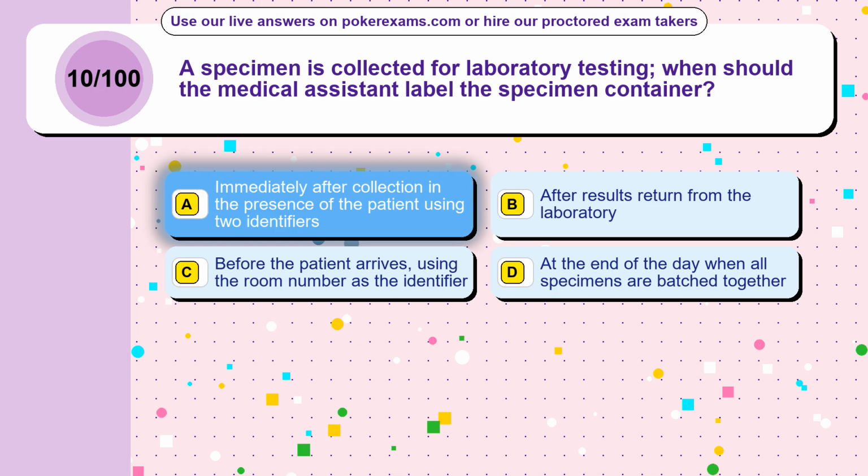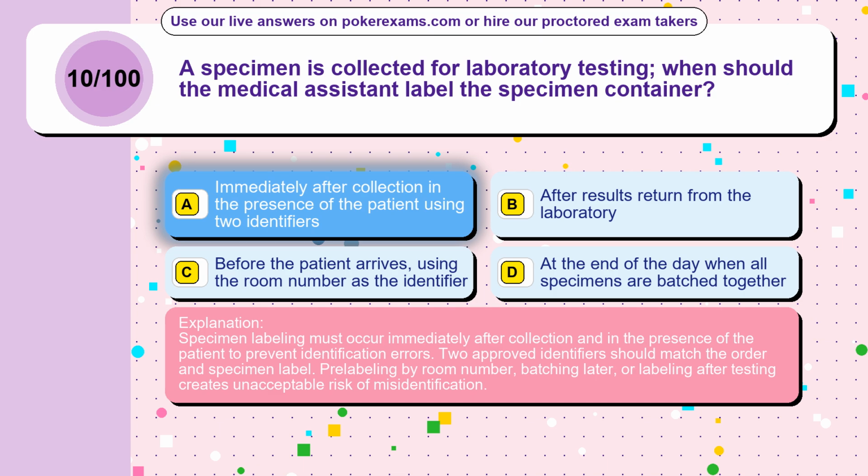The correct answer is option A. Immediately after collection in the presence of the patient using 2 identifiers. Specimen labeling must occur immediately after collection and in the presence of the patient to prevent identification errors. 2 approved identifiers should match the order and specimen label. Prelabeling by room number, batching later, or labeling after testing creates unacceptable risk of misidentification.